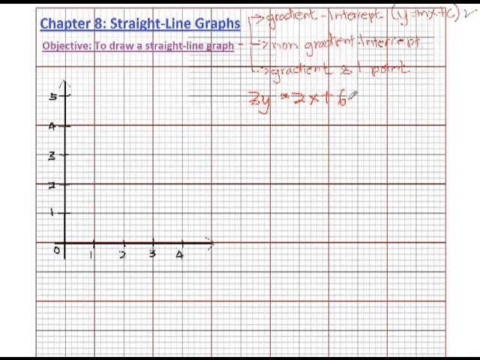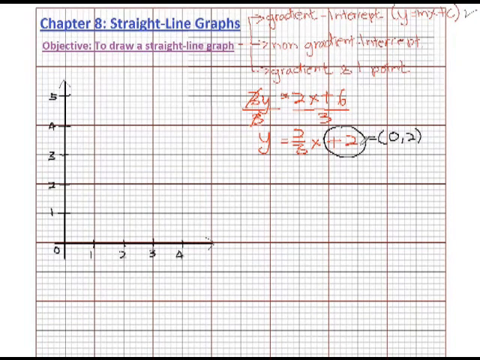However, we can always manipulate the equation so that it can be transformed into the gradient intercept form. To do this, we divide both sides by 3. So we have y equals 2x over 3. It also can be written as 2 over 3 x plus 6 over 3, and 6 over 3 is equal to 2. And now it is very obvious that this is the form which is familiar to us. From here, of course, we can read the y-intercept. So the coordinates of the y-intercept is 0 and 2.